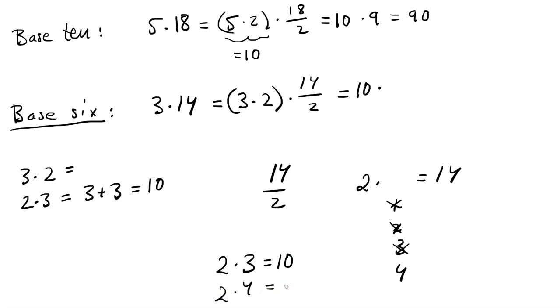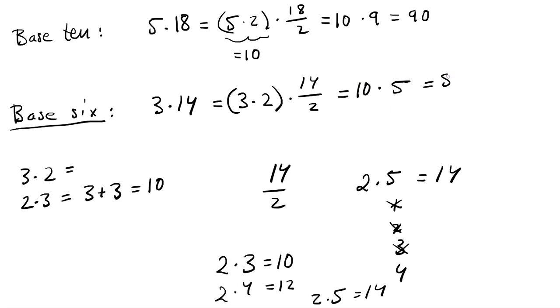2 times 4, that's adding one more 2, so this is 12. And 2 times 5, that is 14. So we see that after a while of trying, you end up with 5 here. Or you could just remember it by heart, just as we remember by heart that 18 divided by 2 is 9. For how do you know that in base 10? You have learned it by heart, or you have tried it the hard way from the beginning. So here, this should be equal to 5.